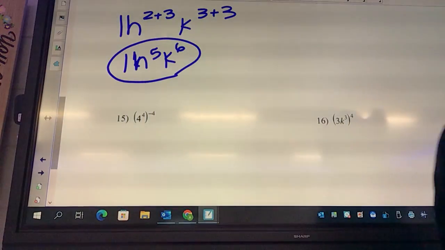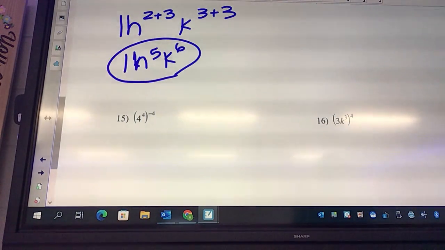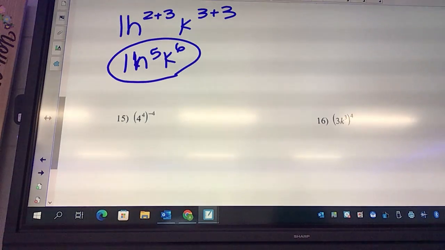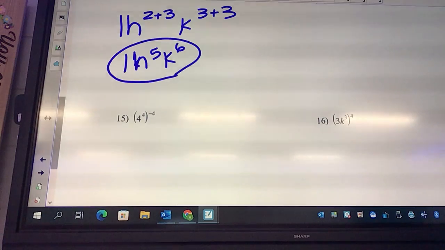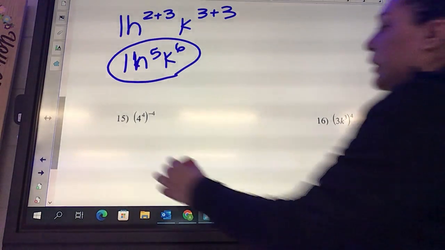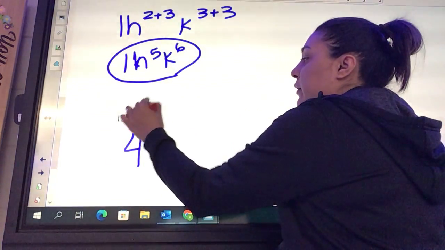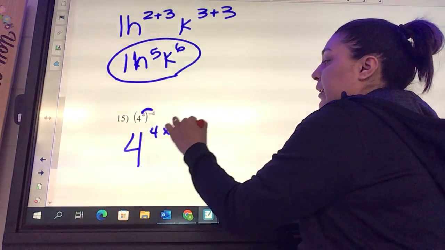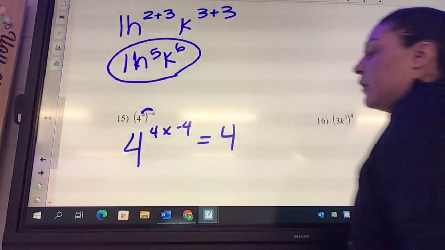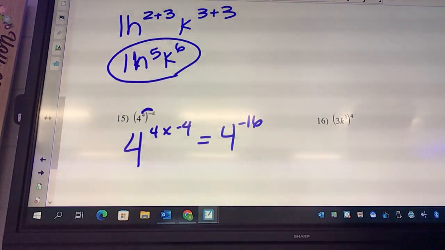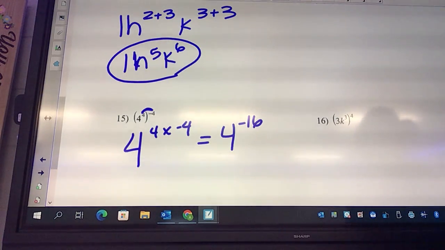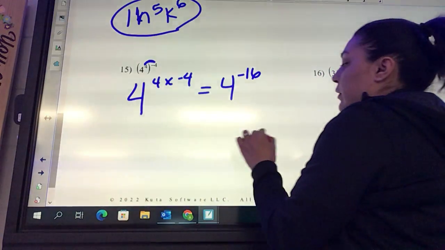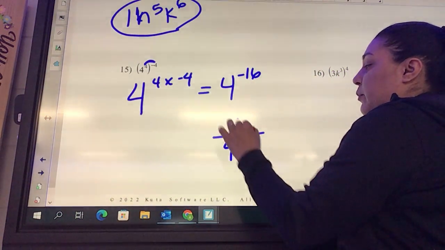Okay, 15, what rule is this? It's got parentheses. What rule is it? It's the power rule. Okay, what do we do with the exponents? We gotta multiply them. So it's gonna be 4 to the, and we multiply the two littles. 4 times negative 4. Negative 16. Okay, but are we finished? No. Okay, we need to rearrange some stuff. So we're gonna have 4 to the 16 and you put a 1 on top.